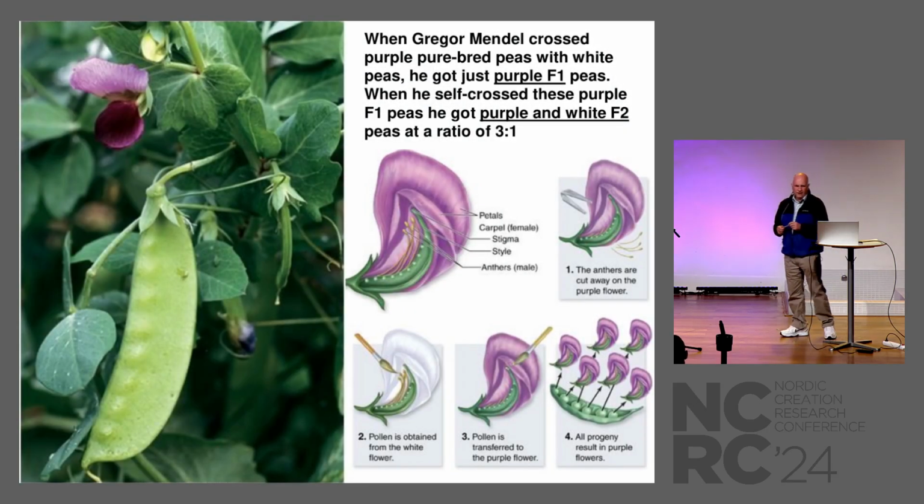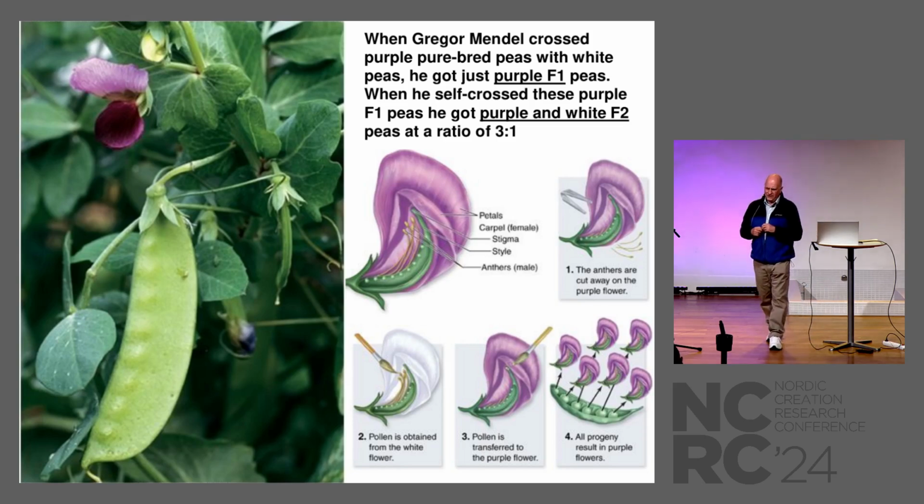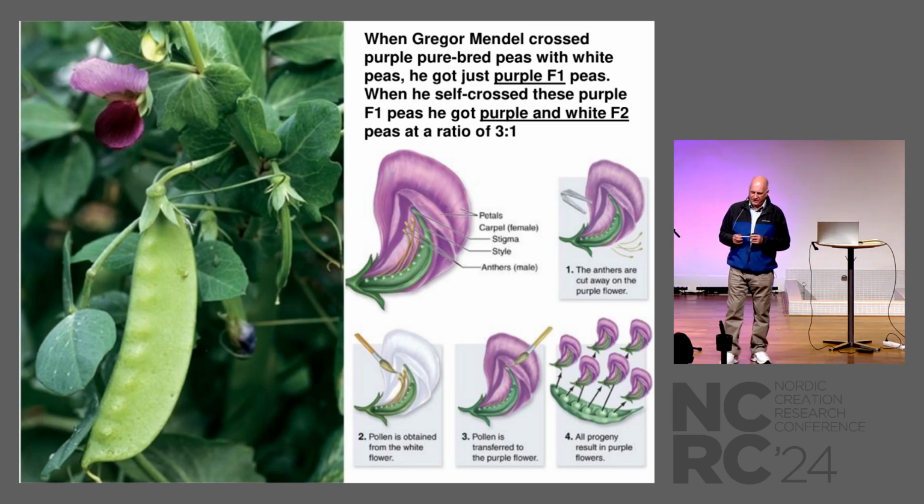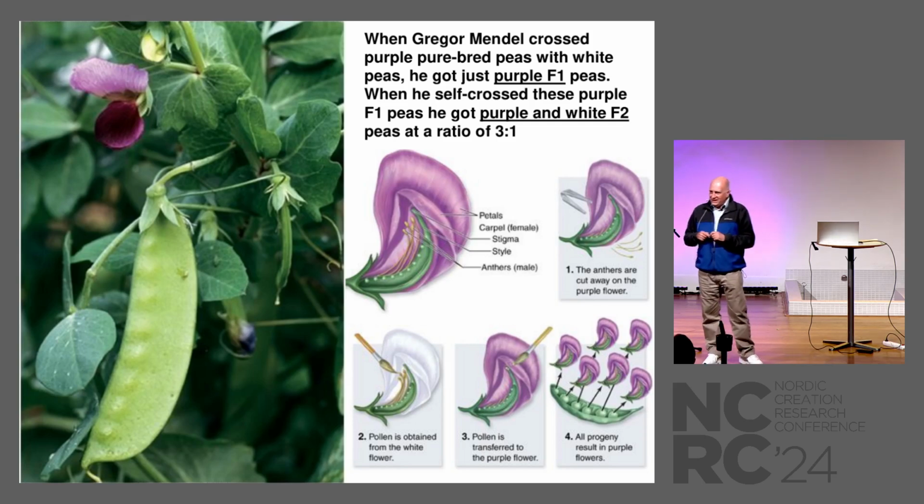And in his monastery garden, or technically abbey garden, he crossed then his peas, his garden peas, and you can see he has purple ones, and he had purple flowering peas and white flowering peas. And when he crossed these, all the progeny were purple. There weren't any white progeny. Now, in one sense, that's very sad. We should all have a little funeral for the white flowers. But when he self-crossed those purple children, out popped some white flowers. The ratio of 3 to 1.